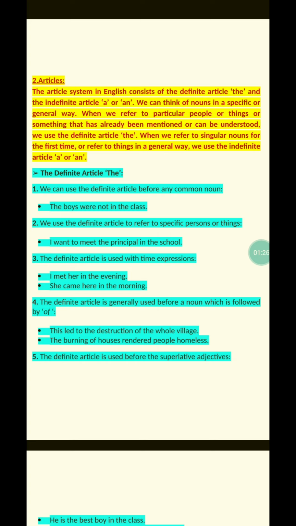Point number three, the definite article is used with time expressions. Example, I met her in the evening. She came here in the morning. Children, in the evening and in the morning are prepositional phrases under adverbial phrase. Point number four, the definite article is generally used before a noun which is followed by of. This led to the destruction of the whole village.